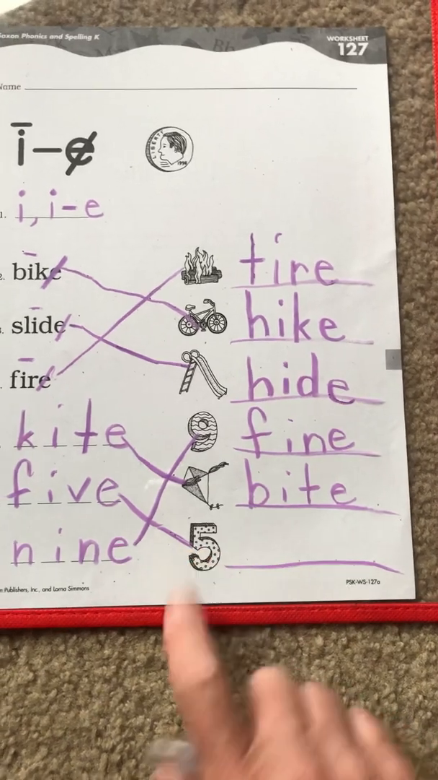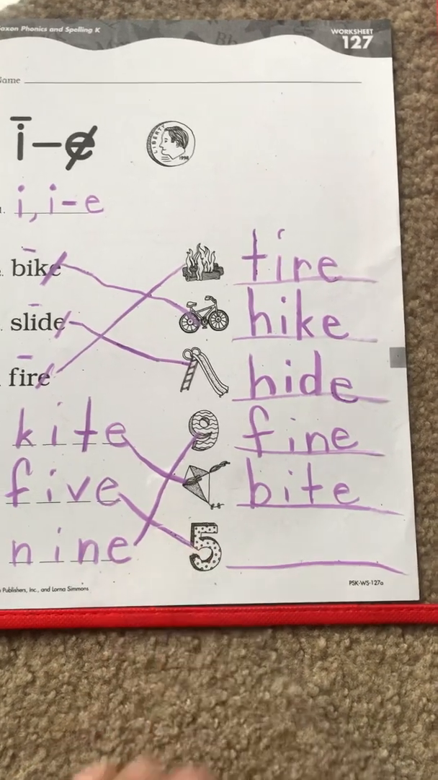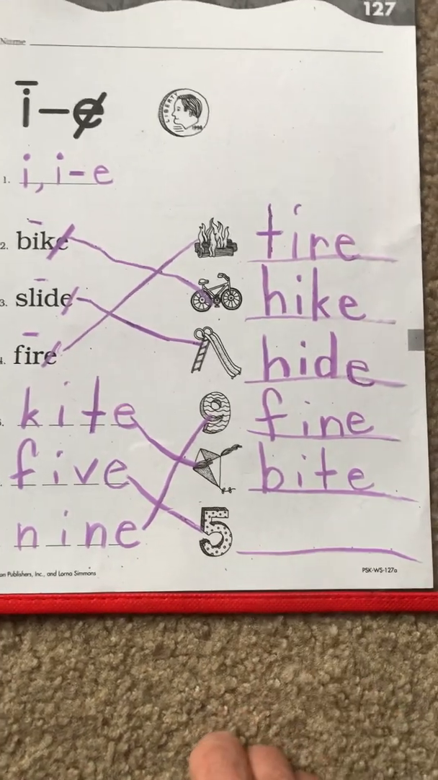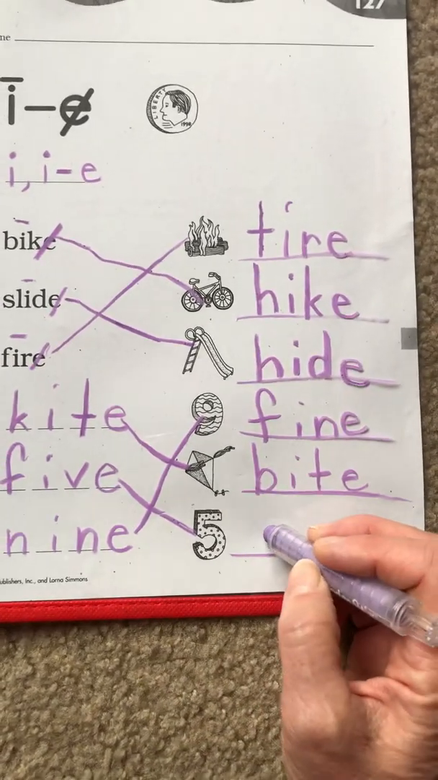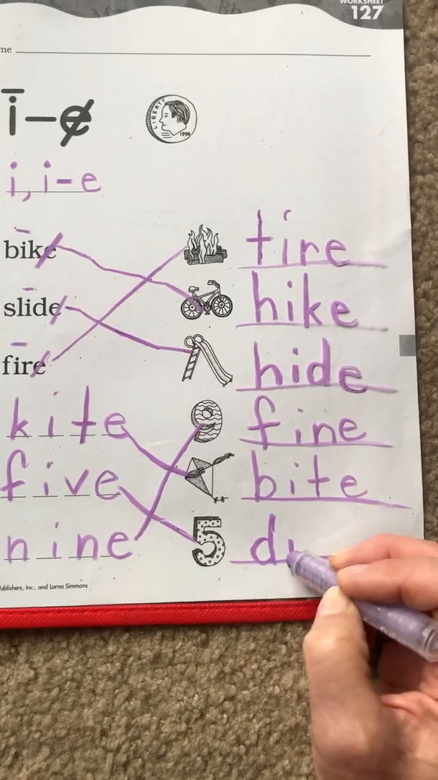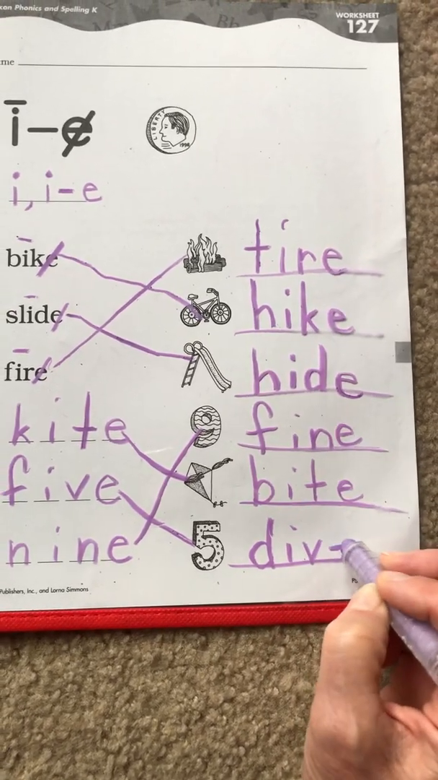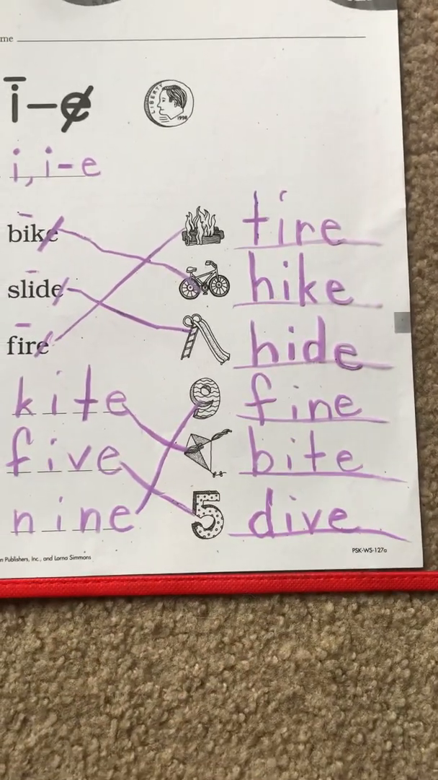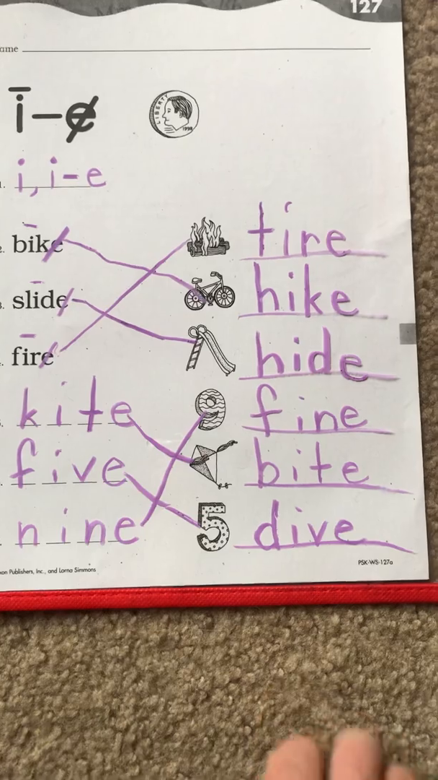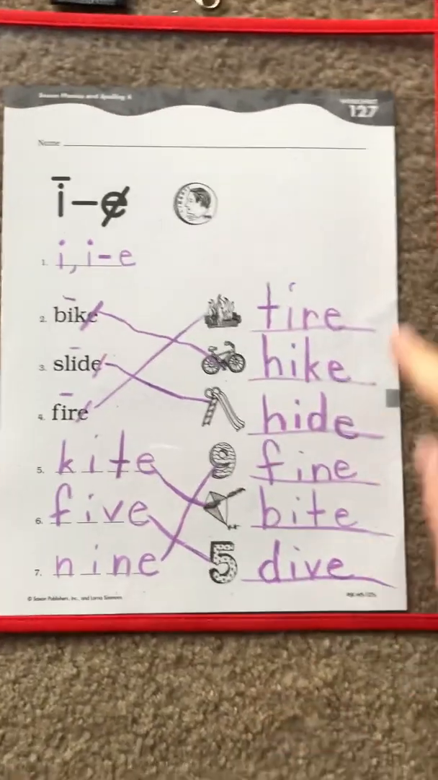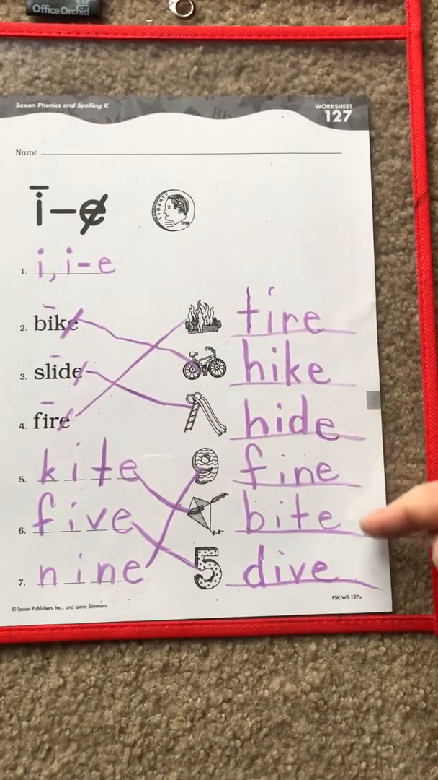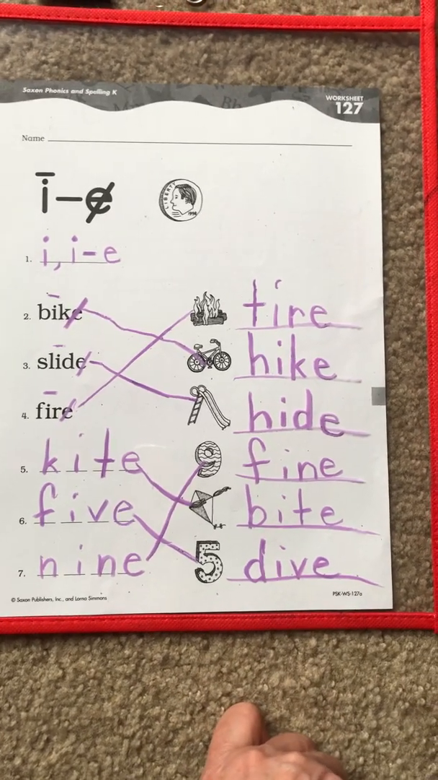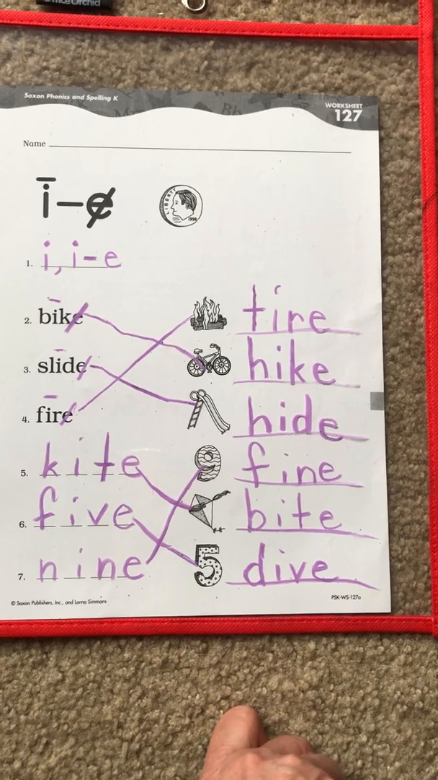Okay, we have our last word here, 5. What rhymes with 5? Did you write it out here? Okay, I'm going to start with a D. D, I, V. Dive. 5, dive. All right. Now go back and see if you can use each of these words in a verbal sentence, and then count your words. Okay?